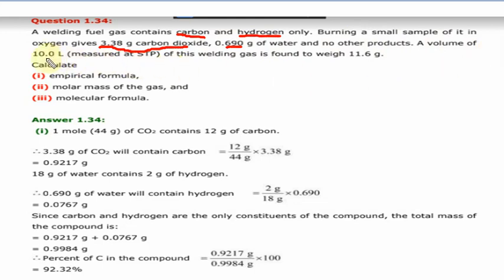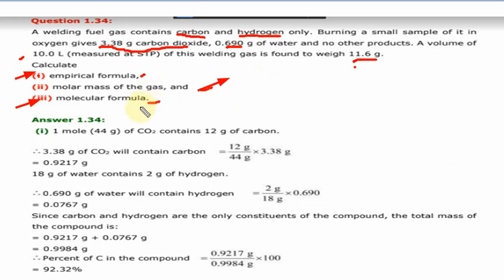So the volume of this welding gas is found to be this one. Now, if we have this much welding gas, this volume, then what is its weight? 11.6 grams. We have to calculate the empirical formula, molar mass and molecular formula. The remaining two steps are the same as what we did in the previous example. This extra step is what they have asked of us. Okay, so let's start to solve it.